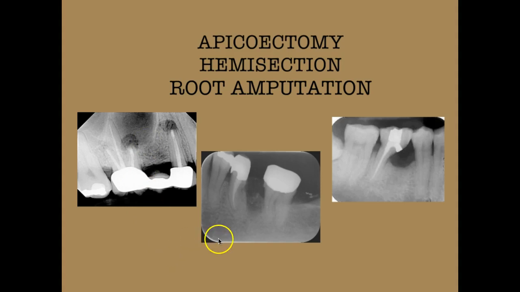Another procedure for a multi-rooted tooth would be a hemisection. So let's say that this is the mandibular first molar, and maybe the distal root was just not healing itself from the abscess, from the alveolar process. The endodontic treatment was not successful. So a doctor may decide to section the tooth in half and the patient would then have a smaller version. Sometimes a bridge will then be placed in this area, or perhaps an implant could be placed in this area to restore it.